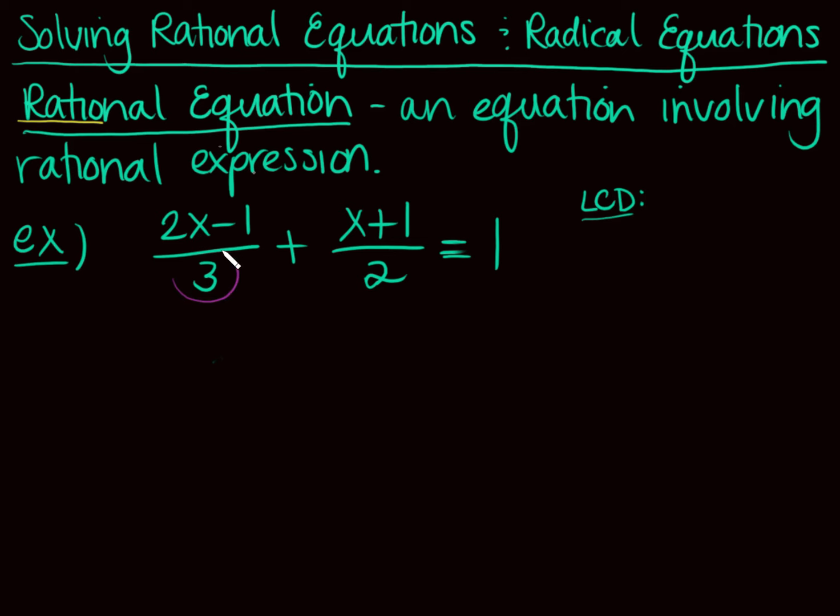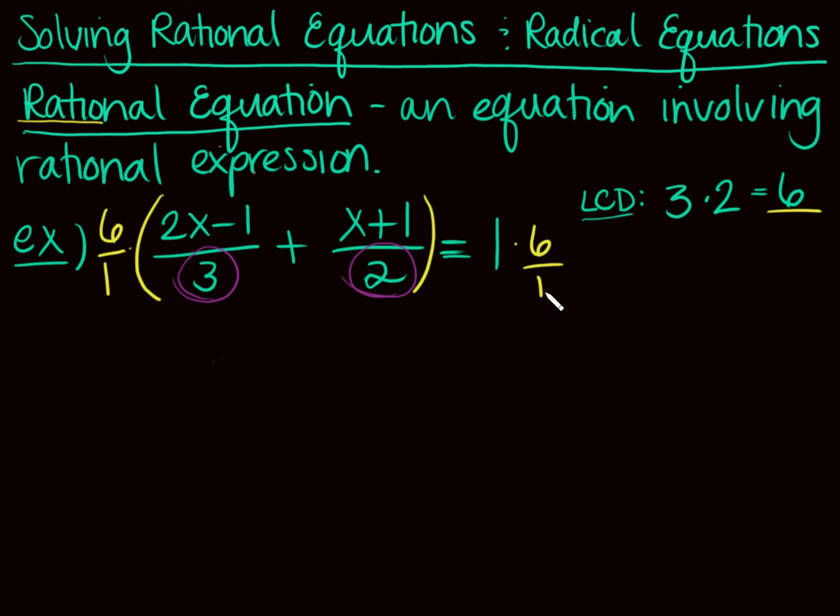So if I look at this, what does this fraction need? This fraction needs a 3 to be able to divide out evenly. And then I'm going to look at this next fraction. This fraction needs a 2 for it to divide into the LCD evenly. So what is my LCD? It's 6. You probably can see that just by noticing that you have a 3 and a 2. So I'm going to take that LCD 6 and multiply both sides of the equation by 6. And I like to put this as 6 over 1.